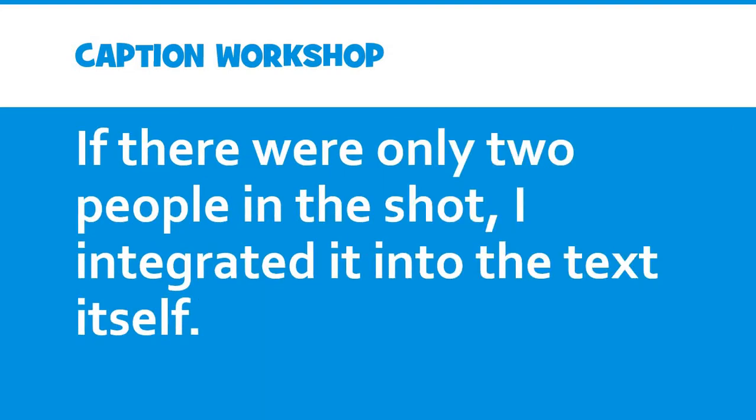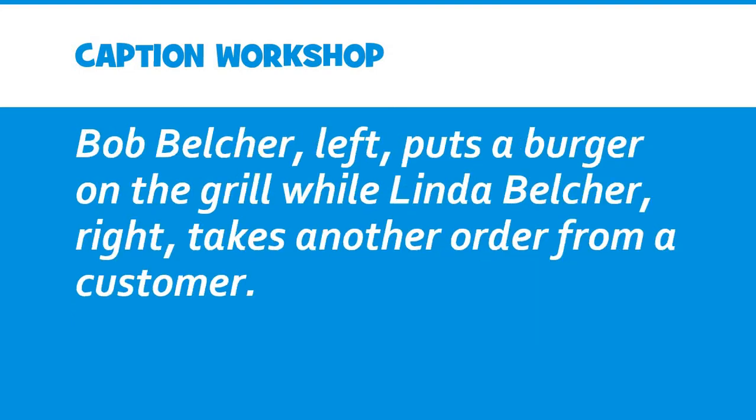If there were only 2 people in the shot, I would integrate it into the text itself. And what I mean by that is this. Bob Belcher, left, puts a burger on the grill, while Linda Belcher, right, takes another order from a customer. Notice that I have integrated the left and right into the text itself and offset it with commas. So we are indicating where that needs to be. This is what I would do if it was only 2 people.